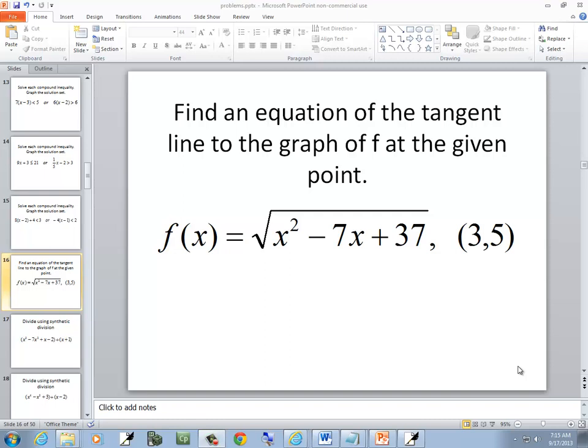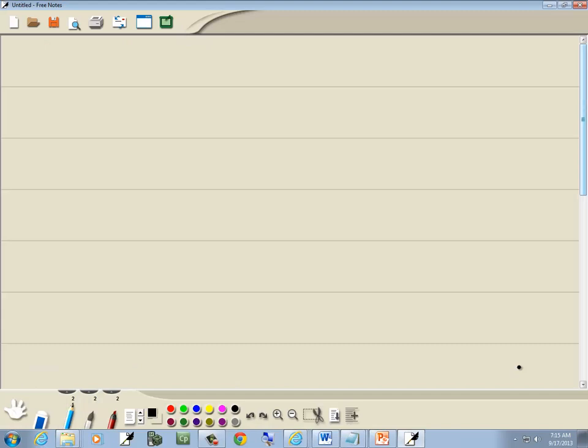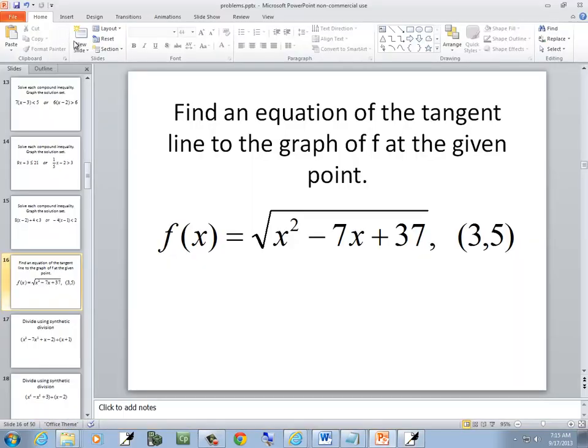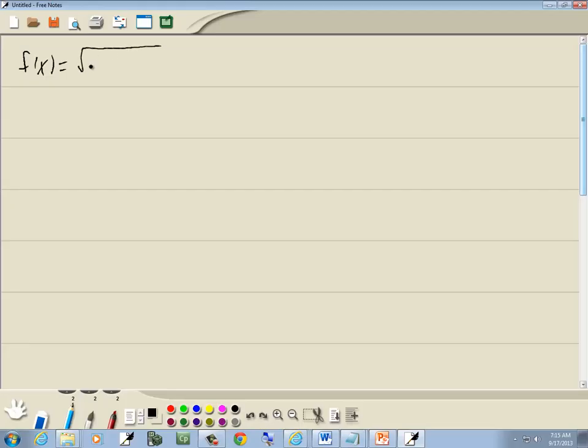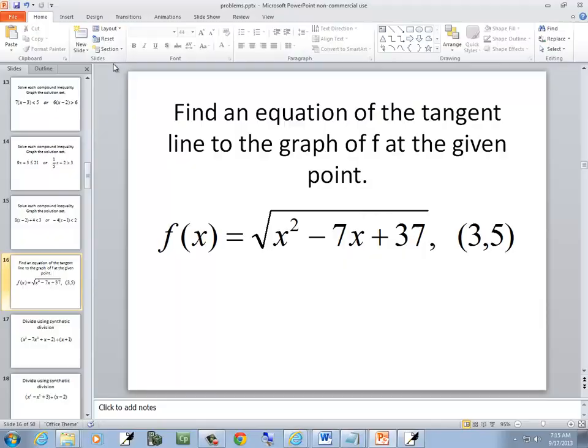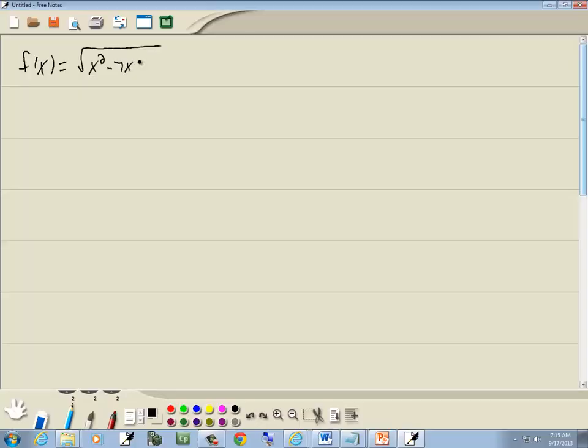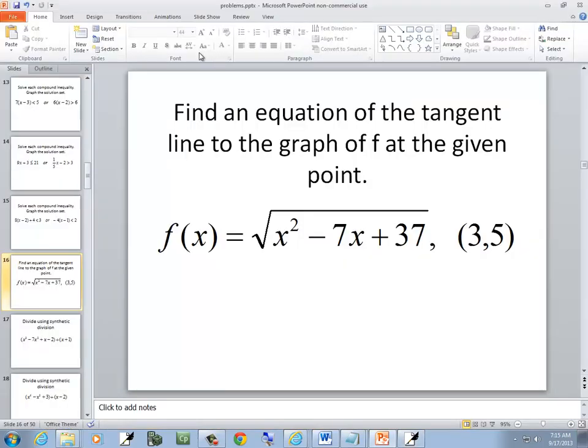In this problem, find the equation of the tangent line to the graph of f at a given point. So we have f of x is equal to the square root of x squared minus 7x plus 37 at the point (3, 5).